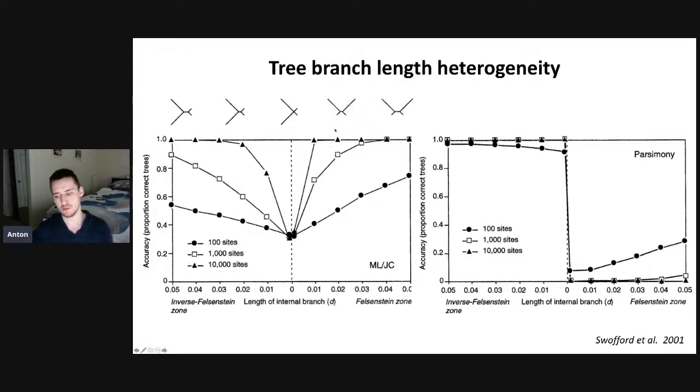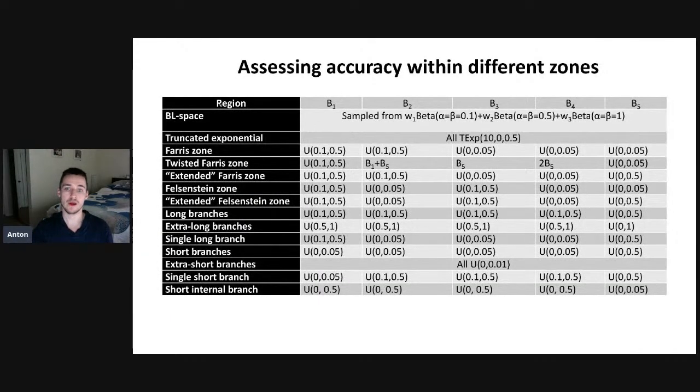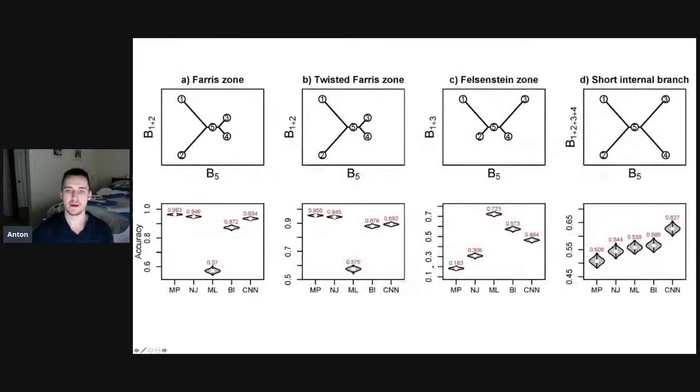One more clarification for our simulated data sets: the length of the alignment was 1,000 sites. We also simulated different zones that can be seen here. This is our BL space, our everything, and then we have different zones. We use different distributions and approaches, and we try to validate different methods within those zones.